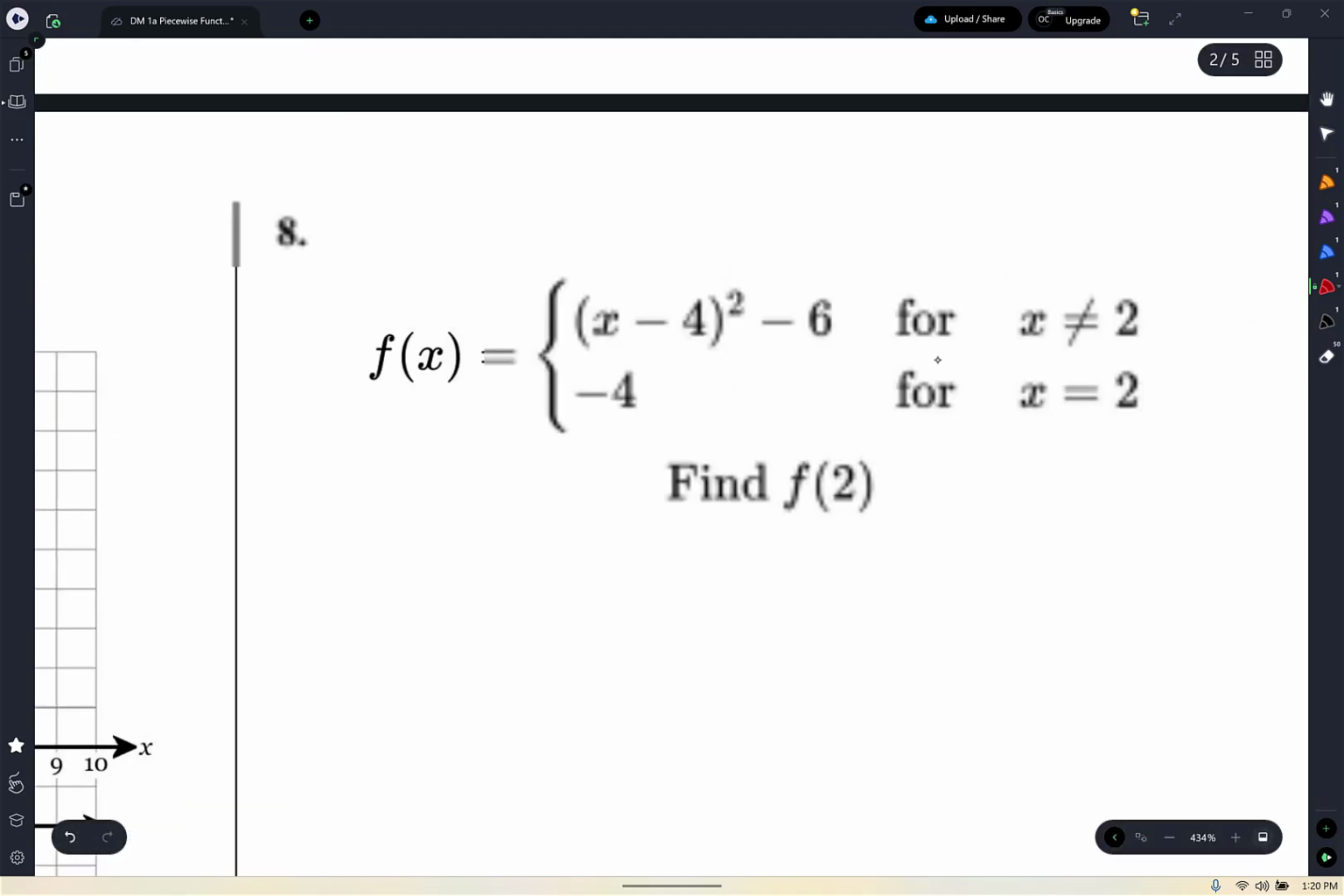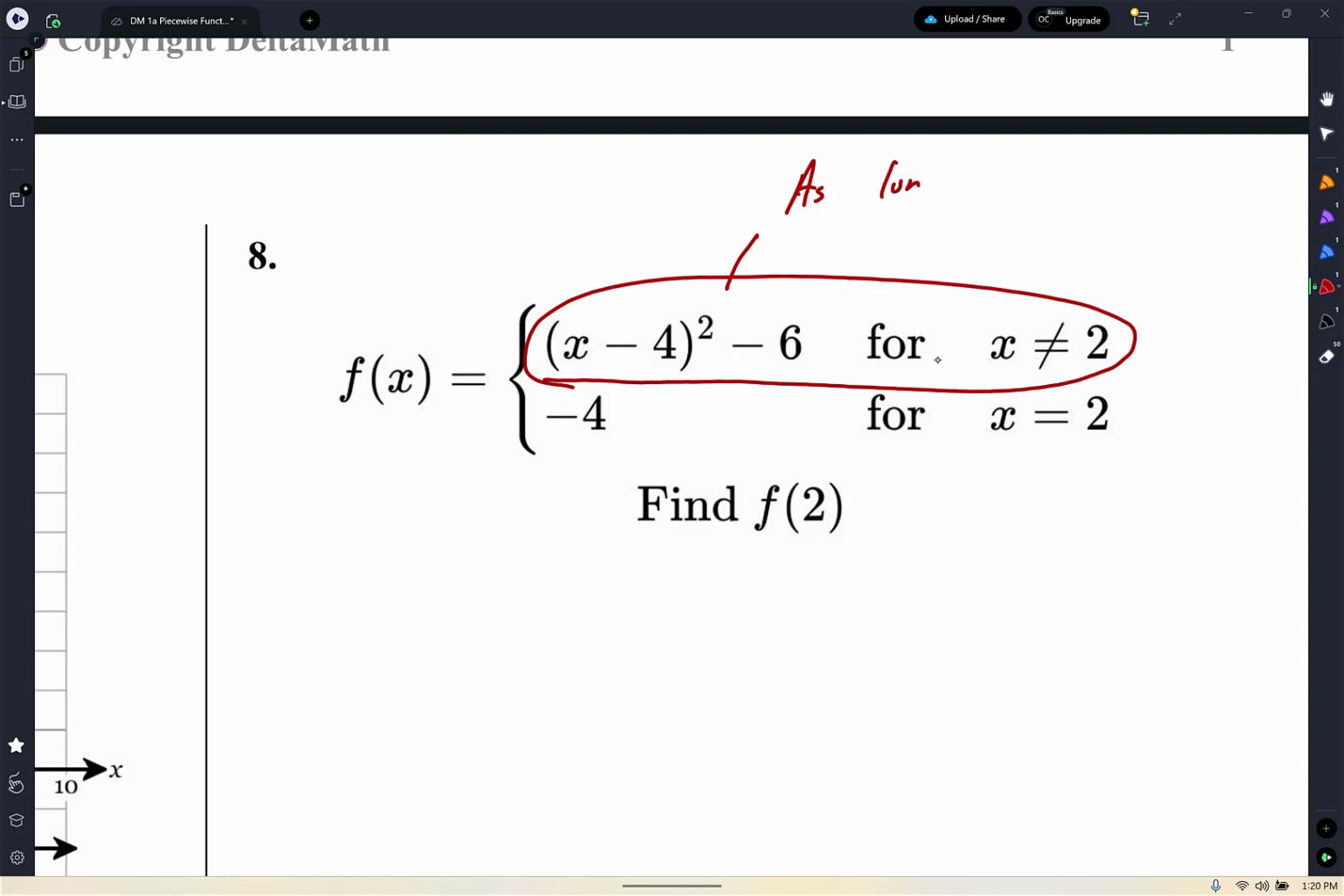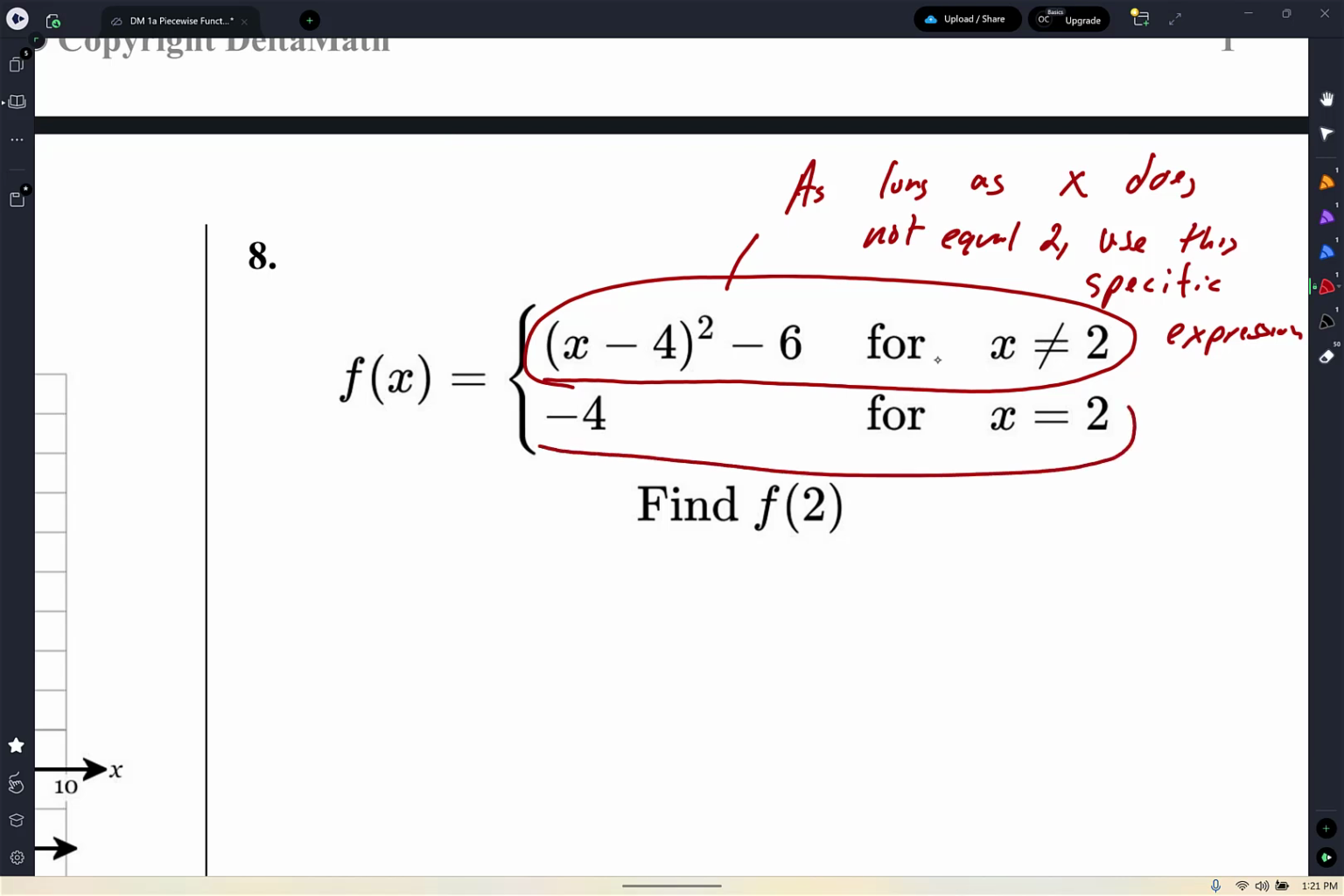All right, here we go. Don't freak out with this, guys. Don't freak out. What this means is, as long as x does not equal 2, use this one for always. That's what I mean. Let me put it in words here. As long as x does not equal 2, use this specific expression. That's all it means. And then the x equals negative 4 means when x equals 2, use negative 4.